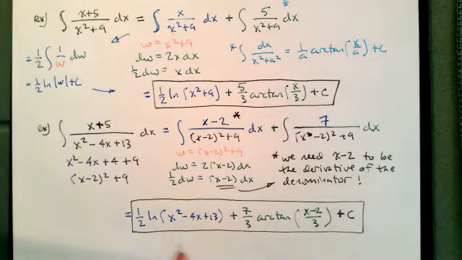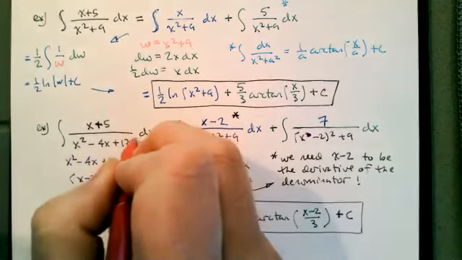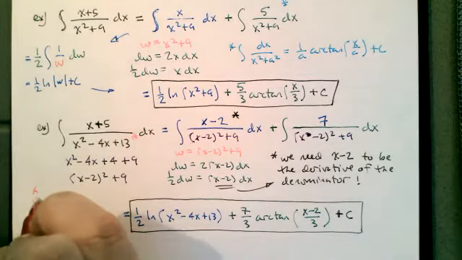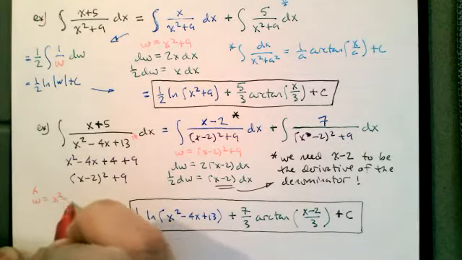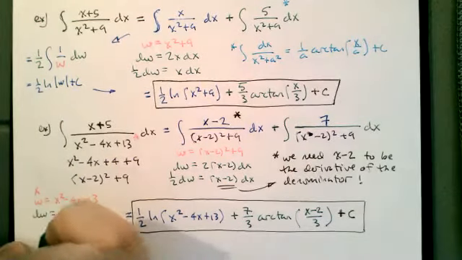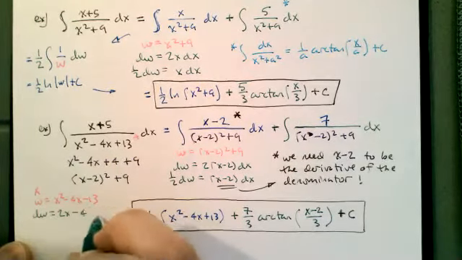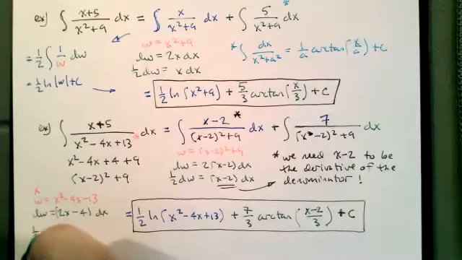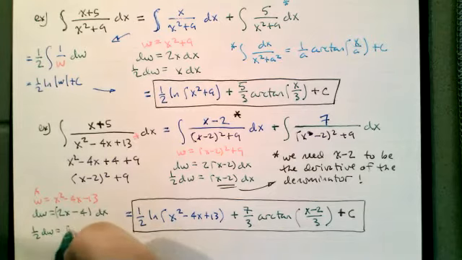Other thing to note is that if we make the substitution starting here, we come to the same conclusion. If we start with w equals x squared minus 4x plus 13, then dw is 2x minus 4 dx. And so a half dw is still x minus 2 dx.